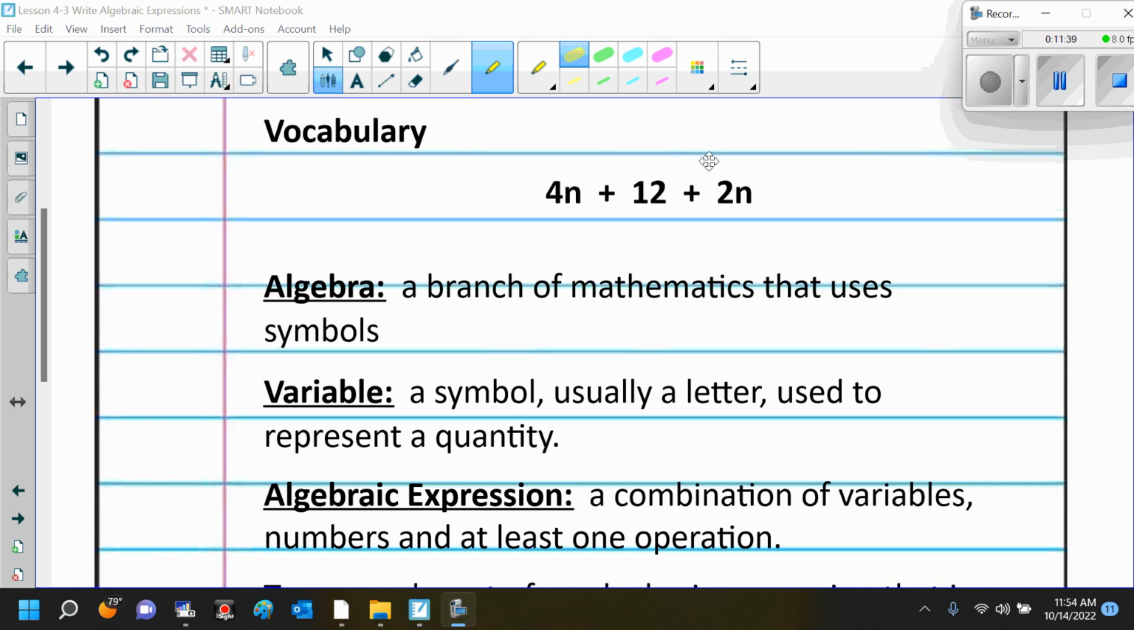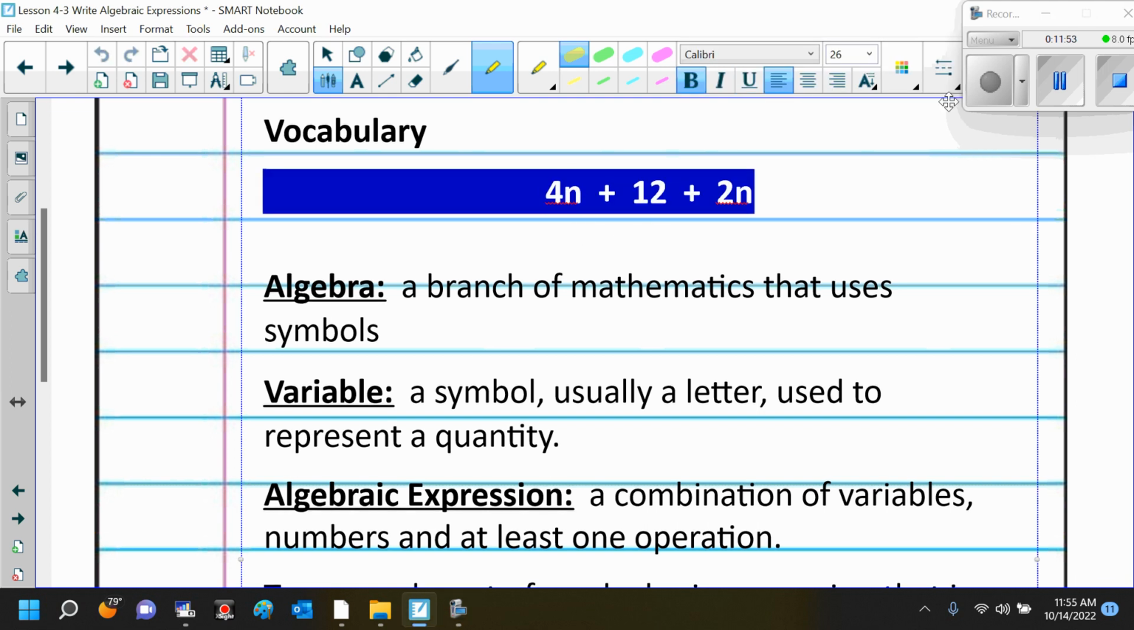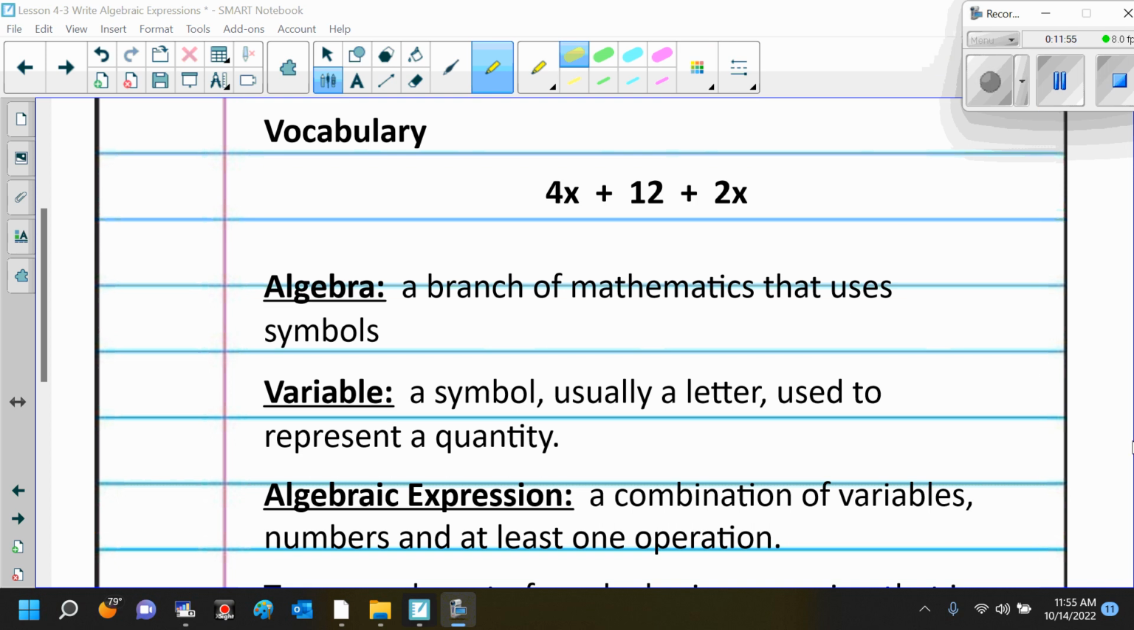So here we have an algebraic expression. This is 4n, yours says x, okay? 4x, let me just change it to x. So you have 4x plus 12 plus 2x. That is an algebraic expression. Now, algebra is a branch of mathematics that uses symbols. So we're going to use symbols and letters, variables. Now, a variable is a symbol, usually a letter, that represents a quantity.